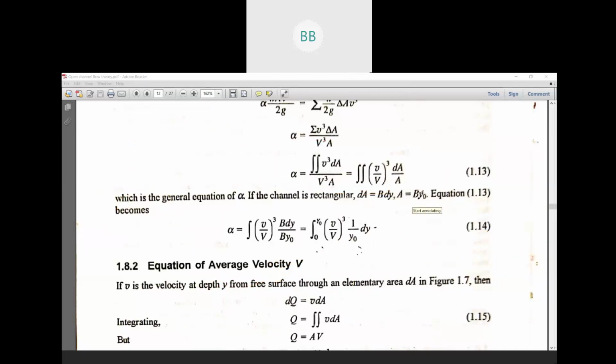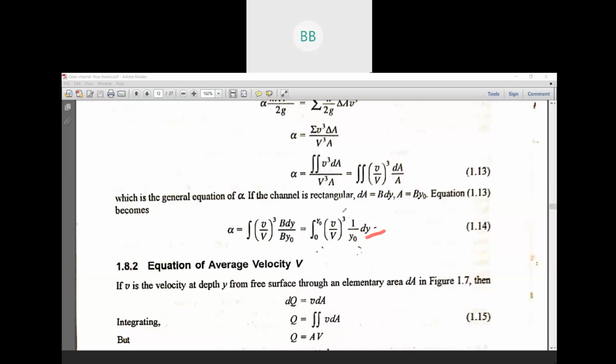Now you substitute in this equation. Alpha is equal to small v by capital V whole cube. In place of dA, that is the area for that small area that we have considered, it will be B multiplied by dy, and divided by the whole cross sectional area, that is nothing but B into y naught. Then this B will cancel out, that is the width of the channel cancels out. What will be left is small v by capital V whole cube, y by y naught, dy.